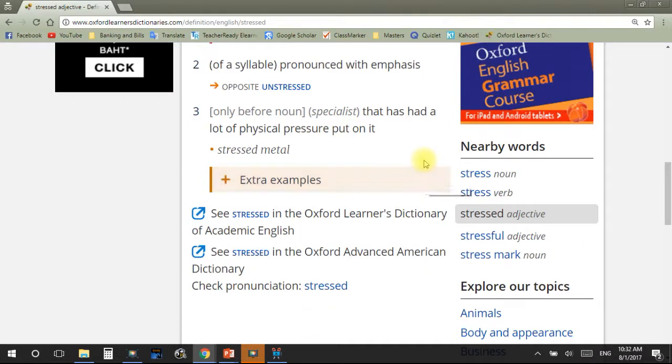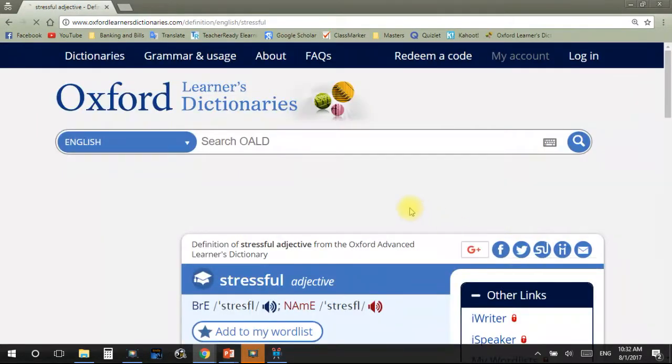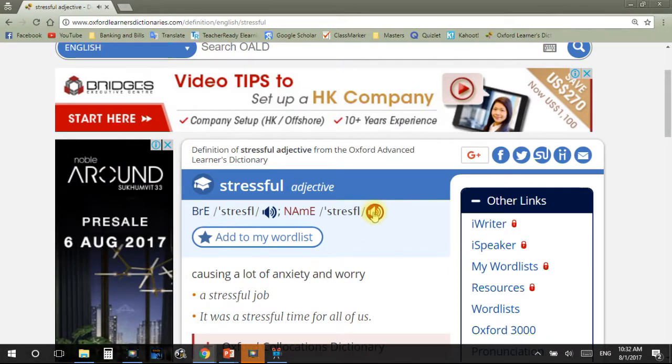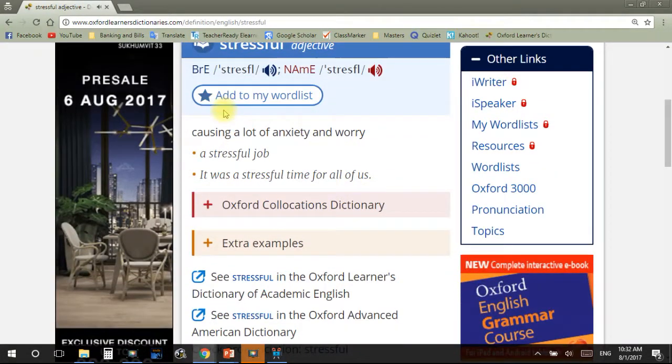We'll look at one more form of the word stress. We see stressful is also an adjective. So how are they different? Let's look. Stressful is an adjective. Stressful. Means causing a lot of anxiety and worry. For example, a stressful job. So we notice here that stressful is the adjective describing job, which is the job causes the anxiety and worry, not feeling.